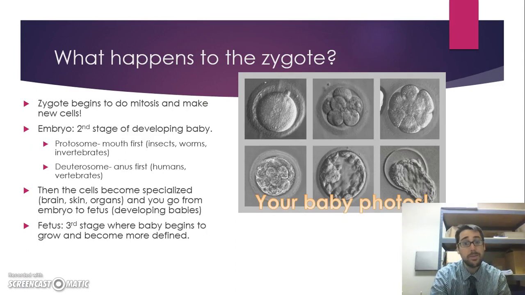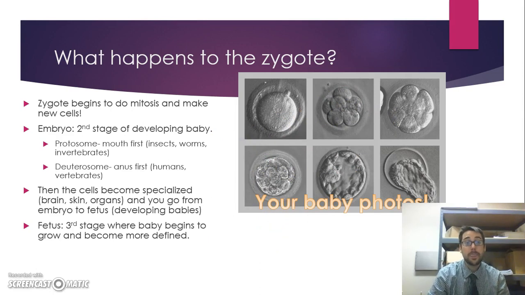So here's some of your baby photos of when you were a little zygote. Everyone kind of looked the same, but you can see over time we have our nucleus fused together. We start to do this bubbling, right? We have cells and cells and cells. So the zygote does mitosis, and then we start to develop what we call the embryo. Okay, so once we start to really make all these different cells, we have an embryo.